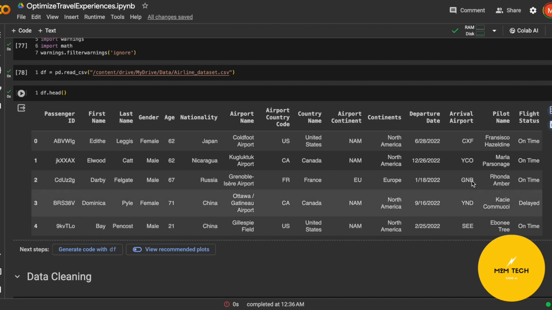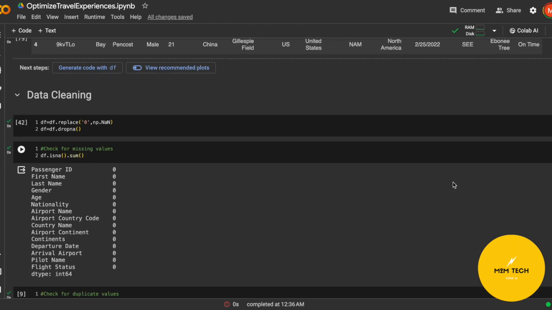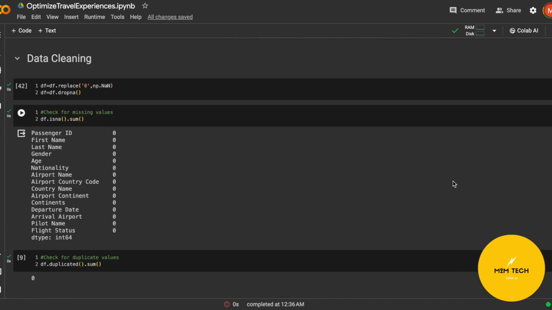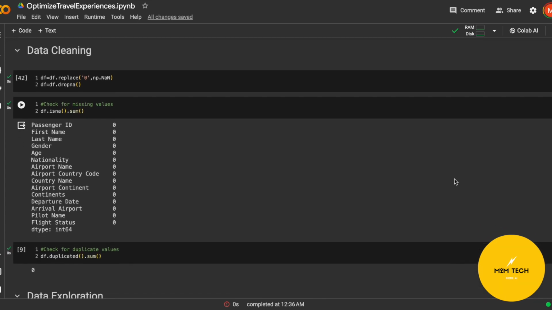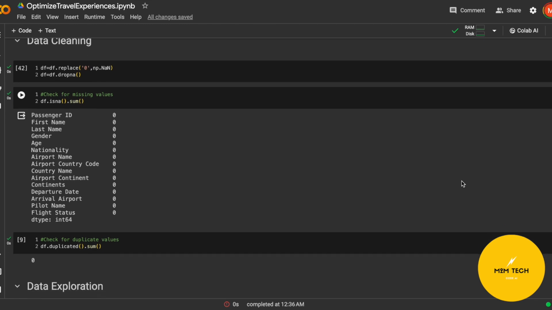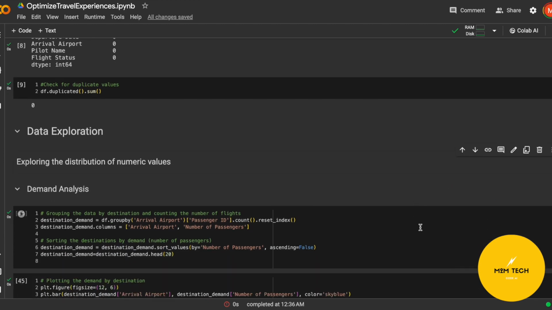And okay, so I start off by performing some data cleaning operations here. Looking for zero values, dropping all the NA values, checking if there are any missing values in any of the columns, and also looking for any duplicate values that we may have. But the data set seemed to be very clean, so I'll move further into data exploration.